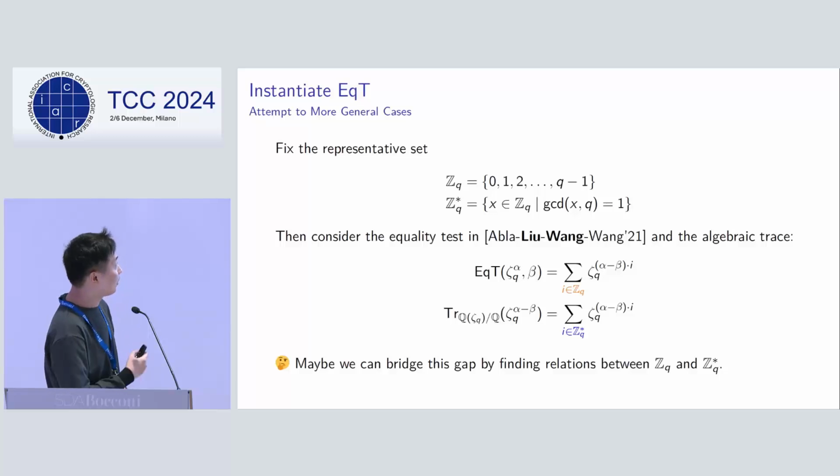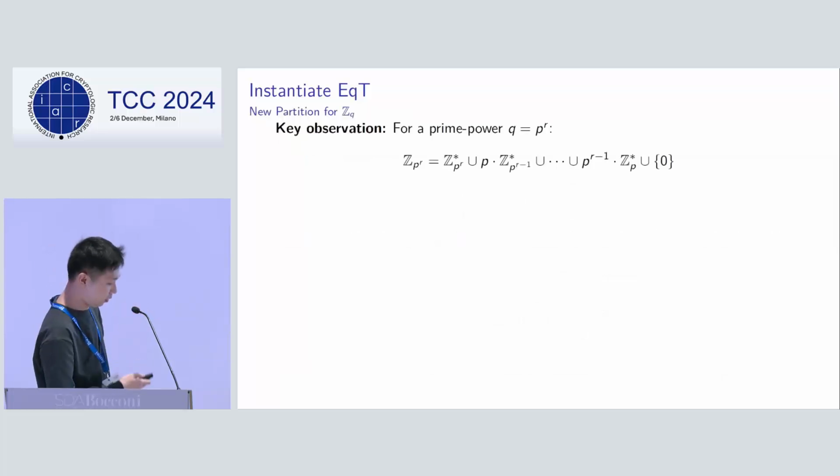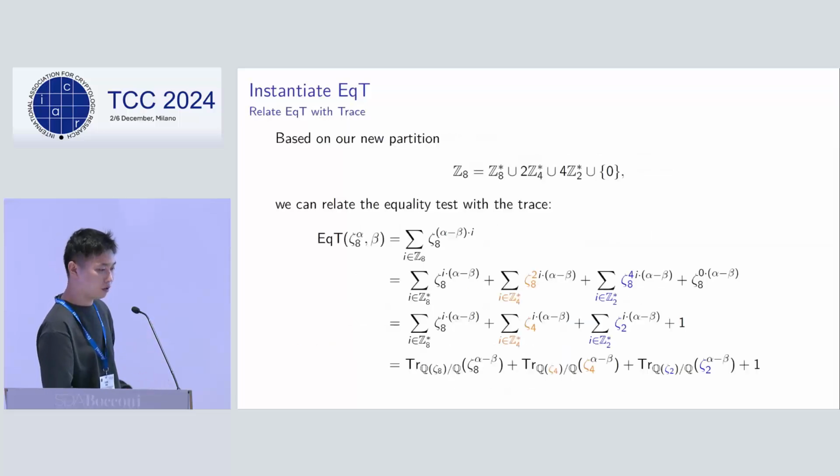So our first observation is that we can have a new partition for prime power Q. We can just look at this simple example for Q equals 8. So we have this new partition for modulo 8. And based on this new partition, we observe that the equality test can be written as a sum of traces. So we only have traces. We only need to evaluate the trace.